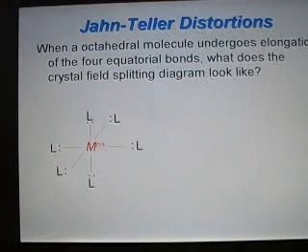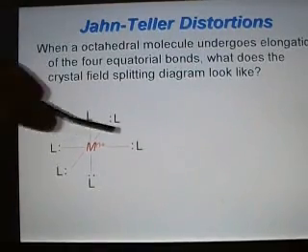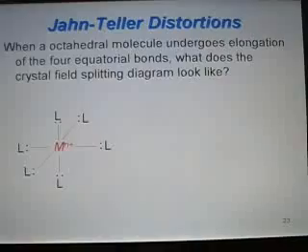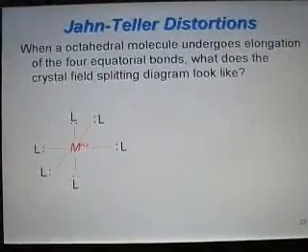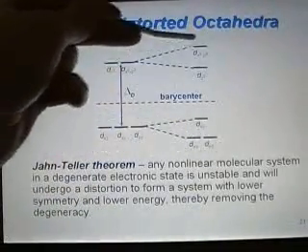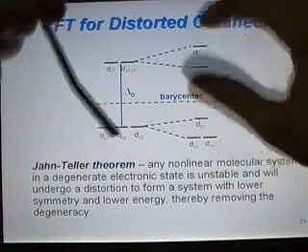Now, let's think for just a moment. When an octahedral molecule has elongation of the coordinate covalent bonds along the equatorial positions, what orbitals are affected? And what does the Jahn-Teller, or what does the crystal field splitting diagram look like? So, just to mention, this here that I'm circling, this part right here, is the crystal field splitting diagram.